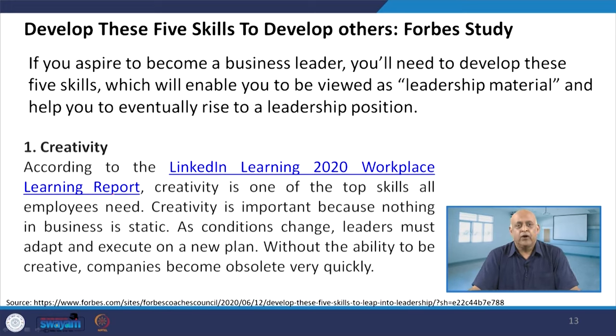And therefore creativity is essential, according to the LinkedIn Learning 2020 Workplace Learning Report. Creativity is one of the top skills employees need, and that is why industries have started having departments of design thinking. Nobody thought of this earlier, it was part of academics only, but now industries are also working on design thinking processes, which is actually creativity and research. Nothing in business is steady, so it keeps on changing, and leaders must adopt and execute a new plan.